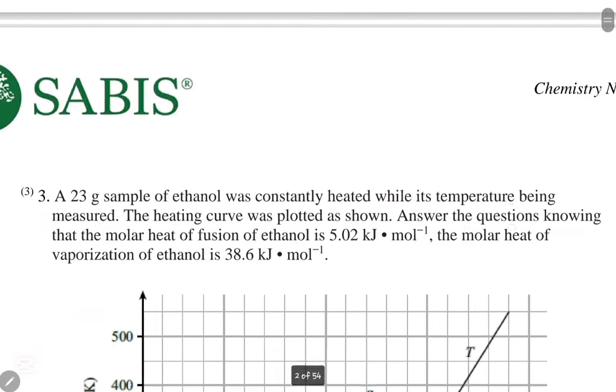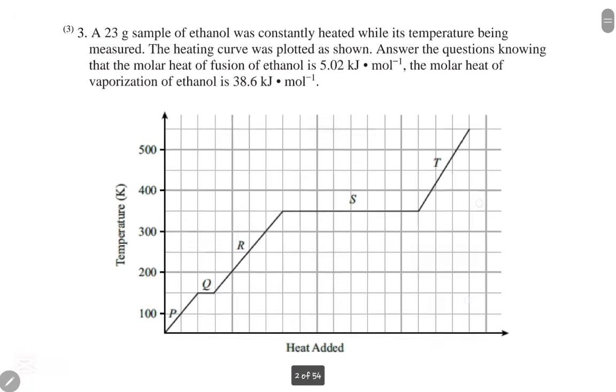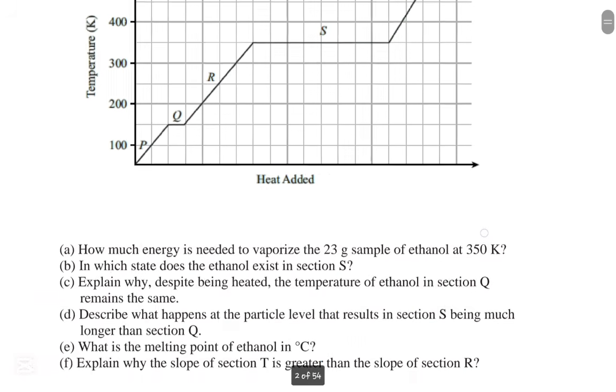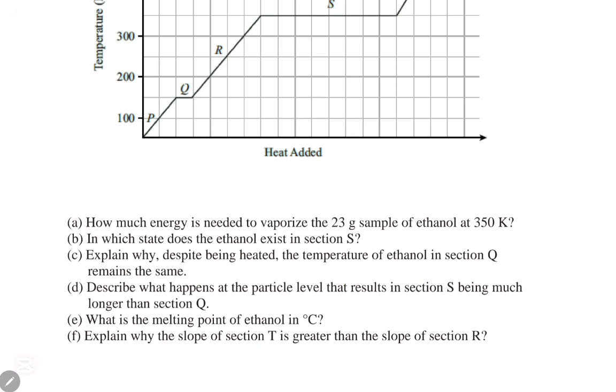We're going to move on to question number 3. What does it say in question number 3? A 23-gram sample of ethanol was constantly heated while its temperature was being measured. Okay, the heating curve was plotted as shown. Answer the questions knowing that the molar heat of fusion of ethanol is 5.02 kilojoules per mole and the molar heat of vaporization of ethanol is 38.6 kilojoules per mole. So part A, how much energy is needed to vaporize the 23-gram sample of ethanol at 350 Kelvin?